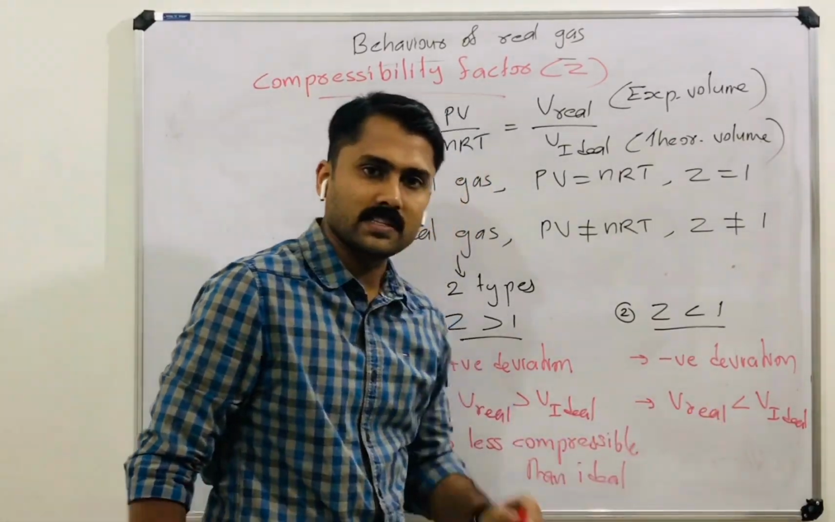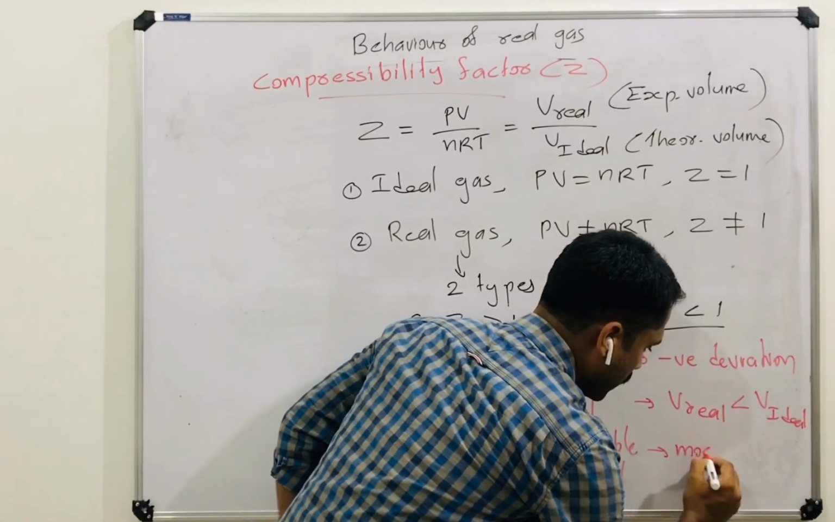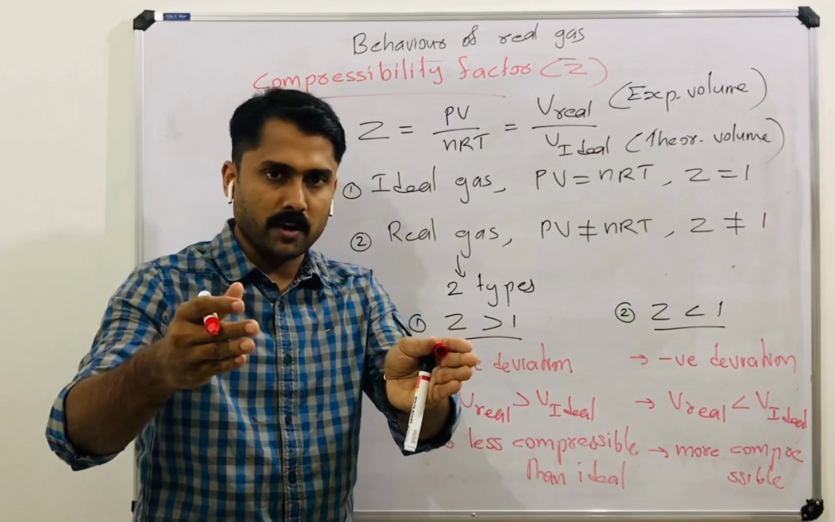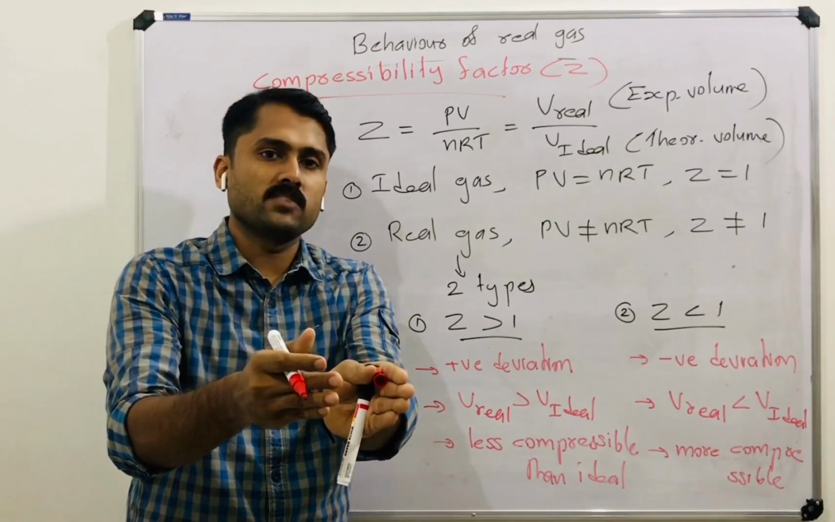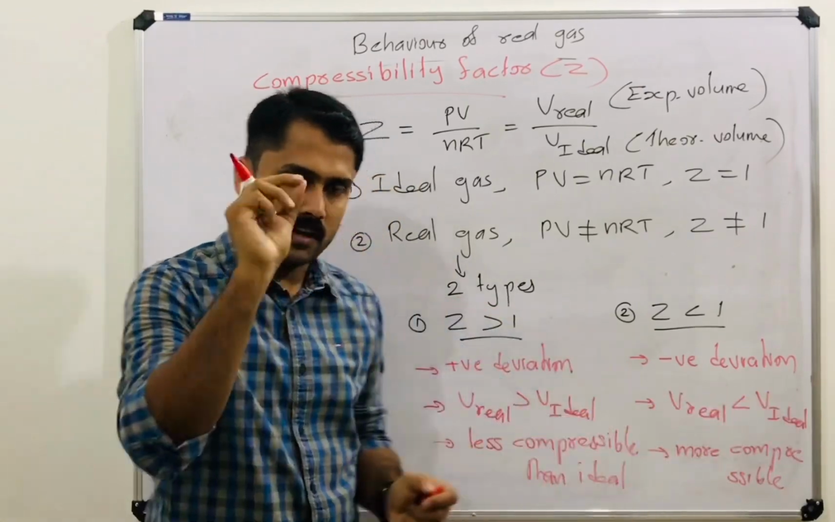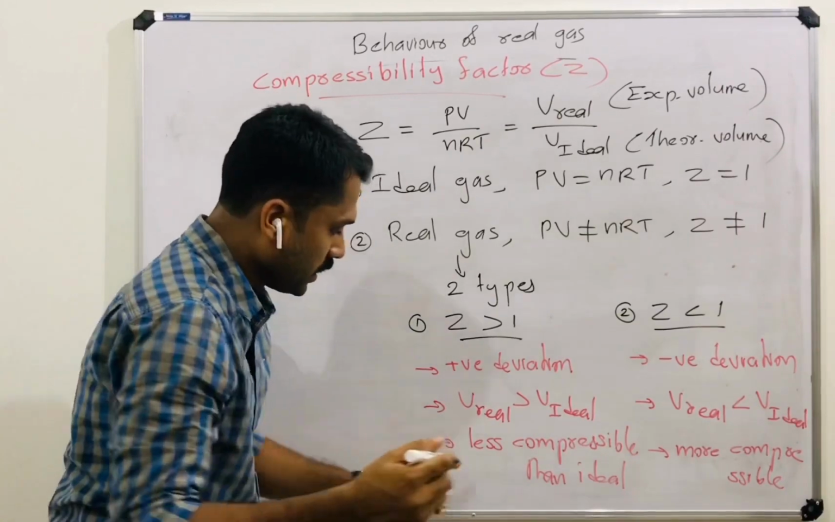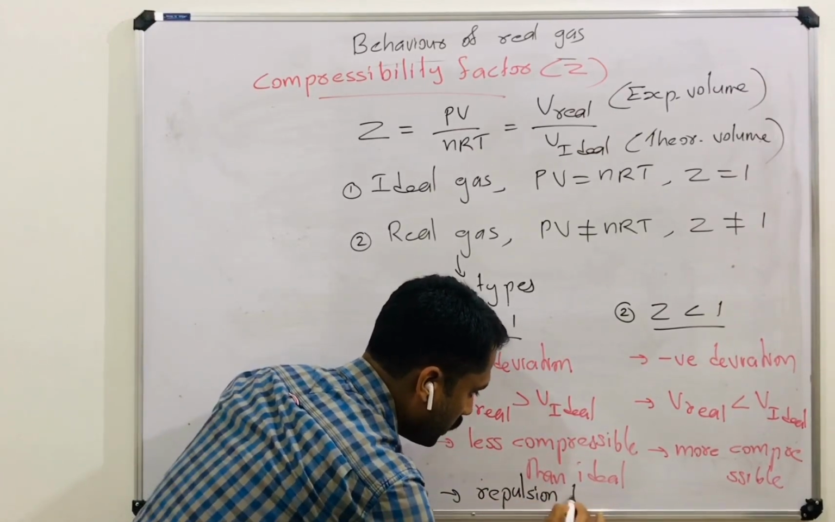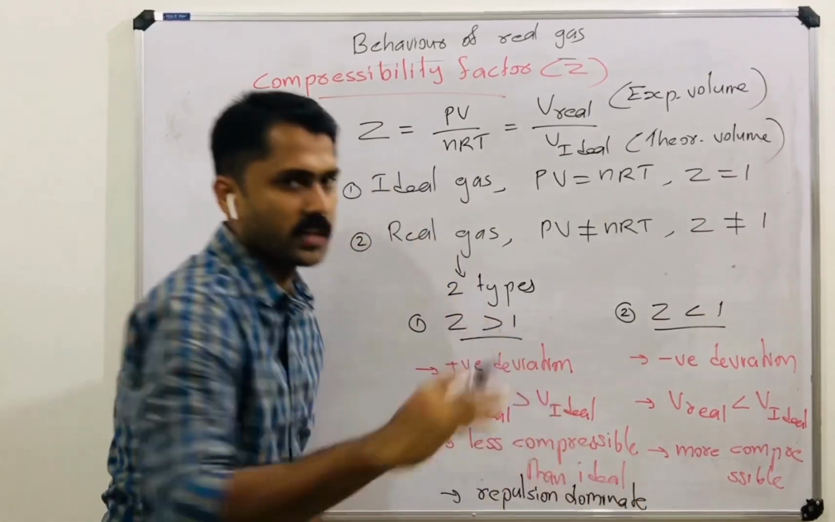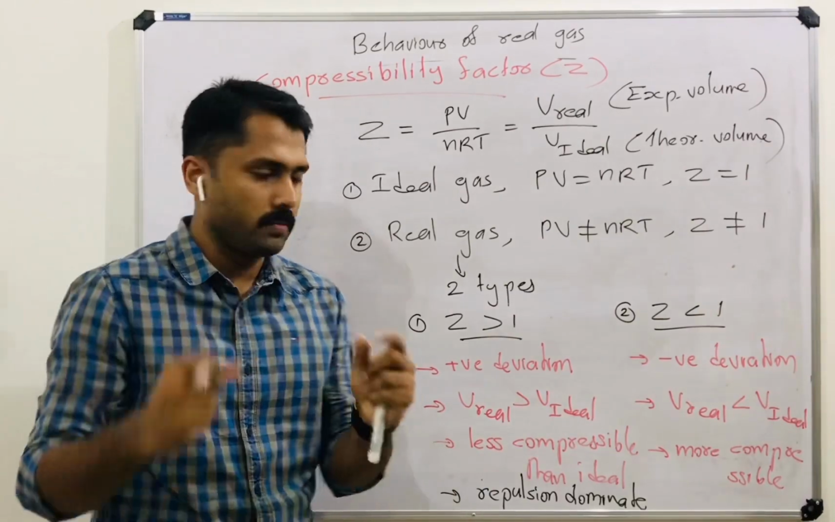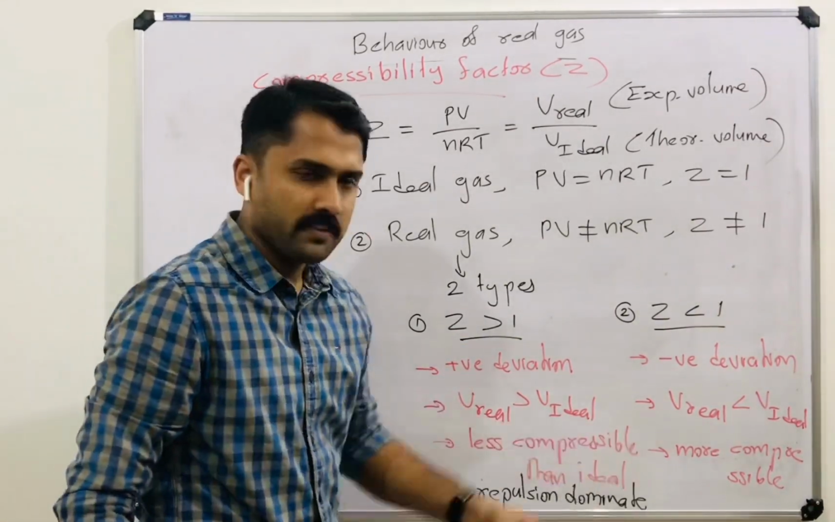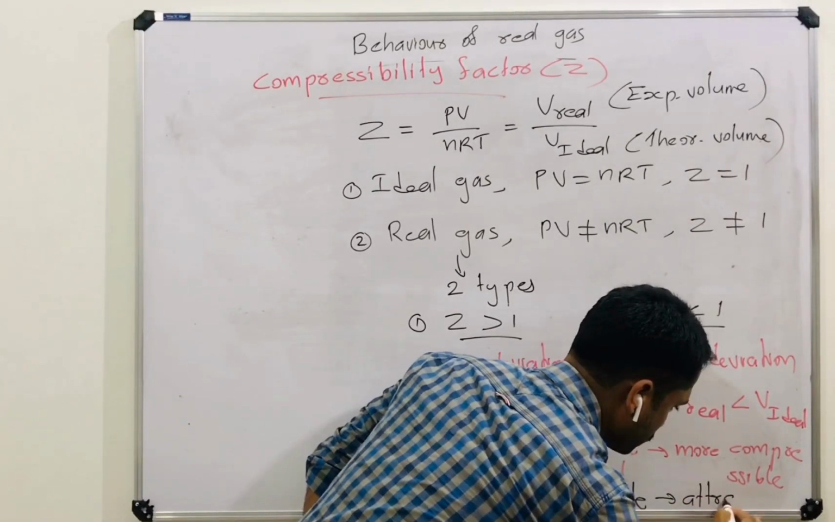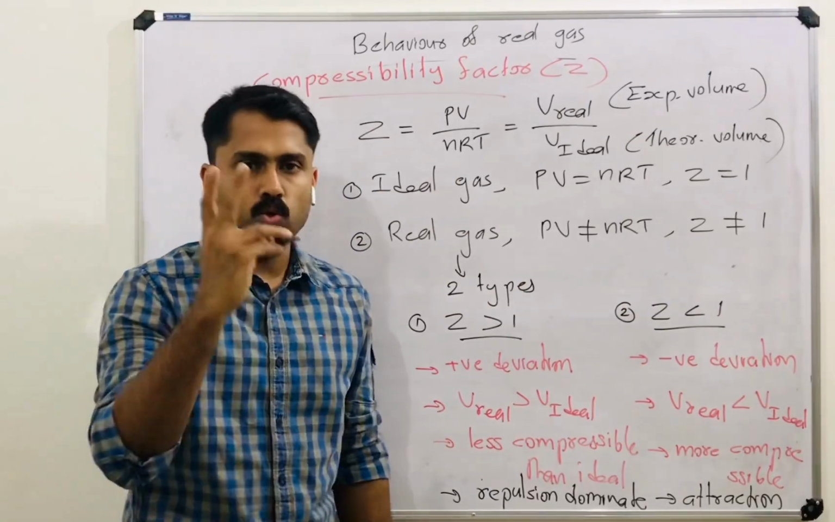If the volume of real gas is less than the volume of ideal gas, we can say the gas is more compressible than ideal gas. That means if we expected a particular volume, the real gas compressed to a lesser volume, so the gas is more compressible. If a gas is less compressible, that indicates repulsion dominates for this gas. So if intermolecular repulsion dominates, that gas is known as positive deviation. If a gas is more compressible, if it can compress very well, that means attraction dominates. These are the two types of real gas.